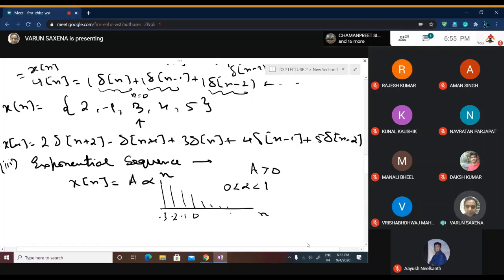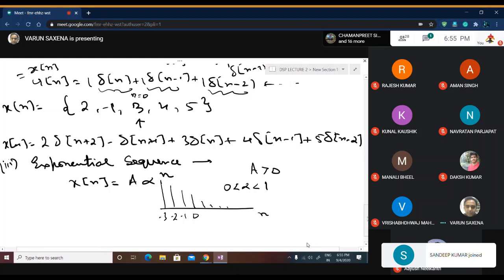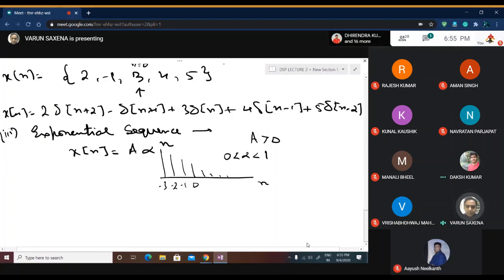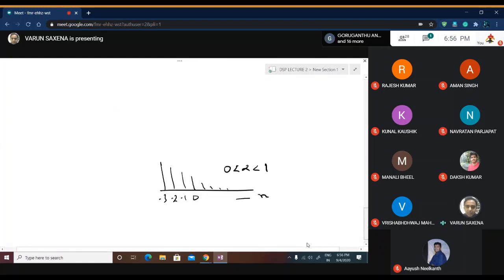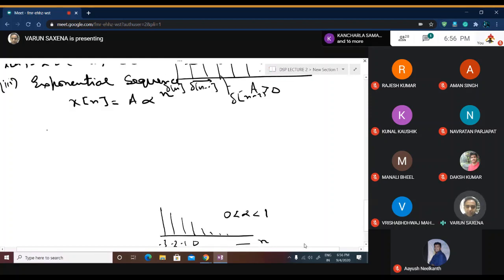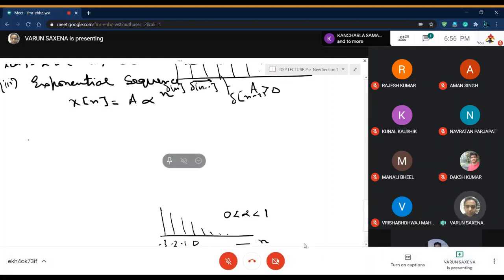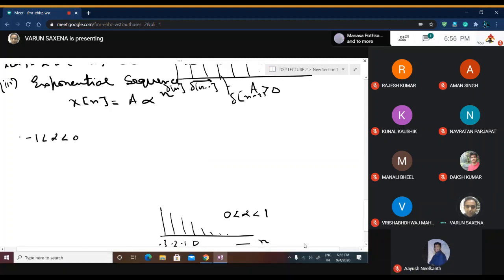Do you think that it will ever be equal to 0? You think it will ever go to 0? It will tend to 0. What happens when n tends to infinity? Okay. Now you tell me, if alpha lies between minus 1 and 0, what will the curve look like?